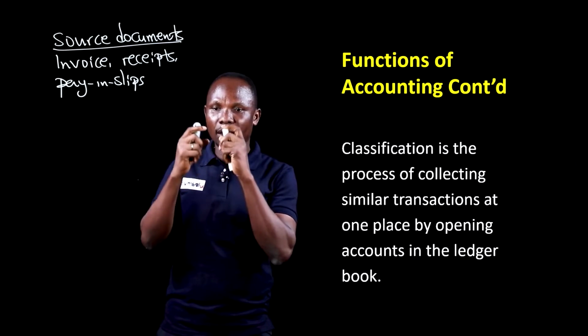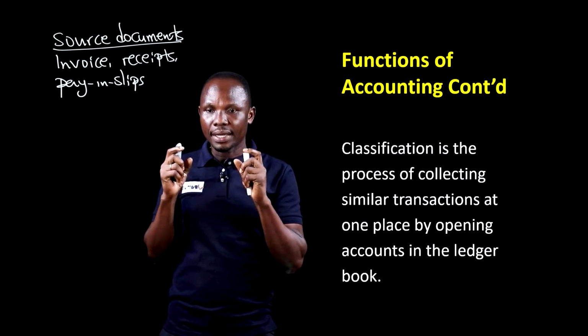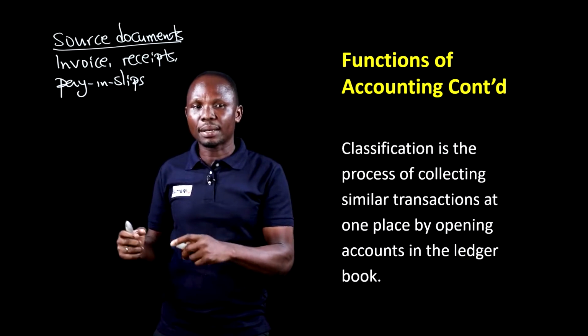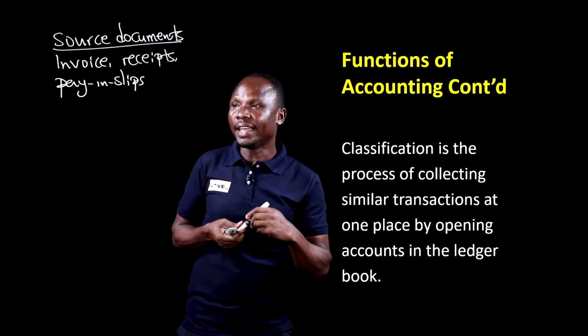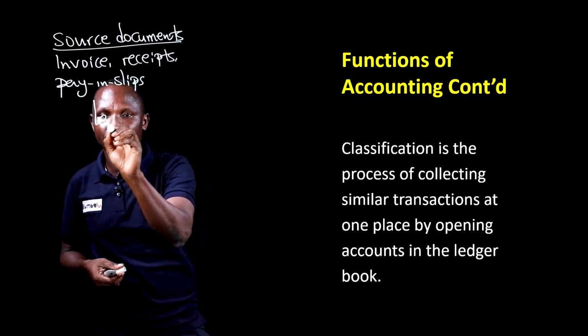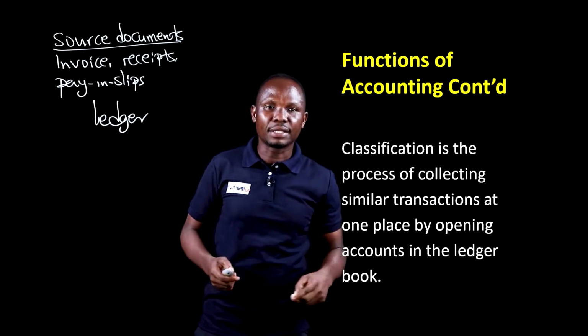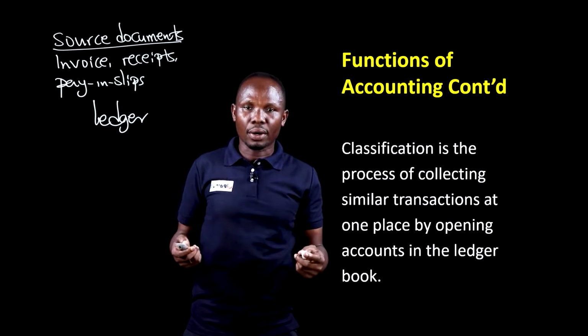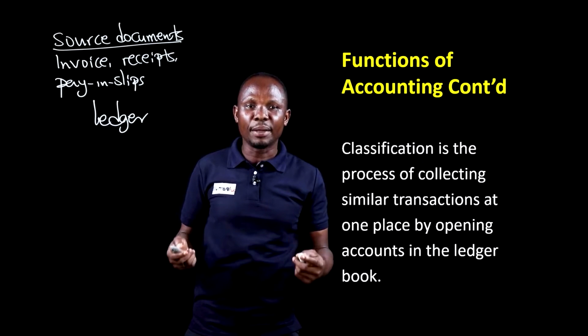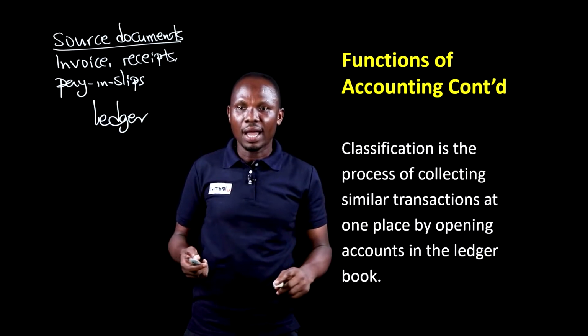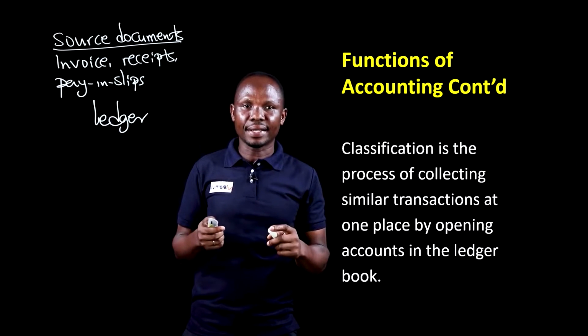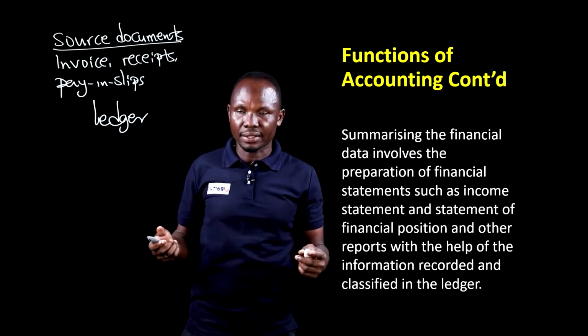After collecting the data and recording them in the day books, we classify. Classification is where we collect similar data in one place by opening accounts in the ledger. A ledger is basically a book where accounts of the same nature are kept. After classifying the data, we summarize.